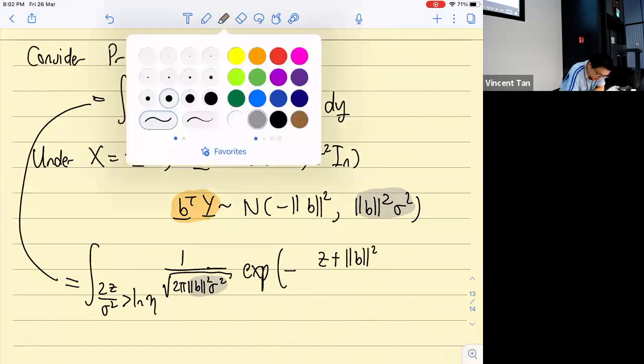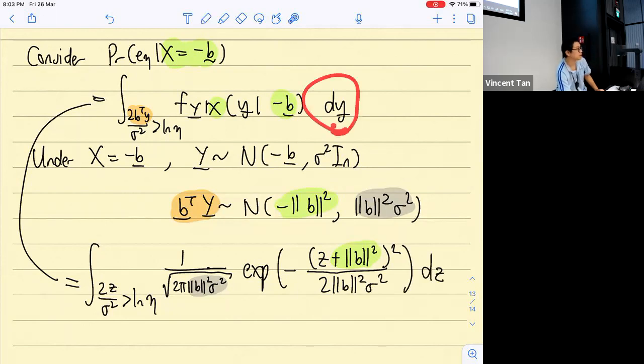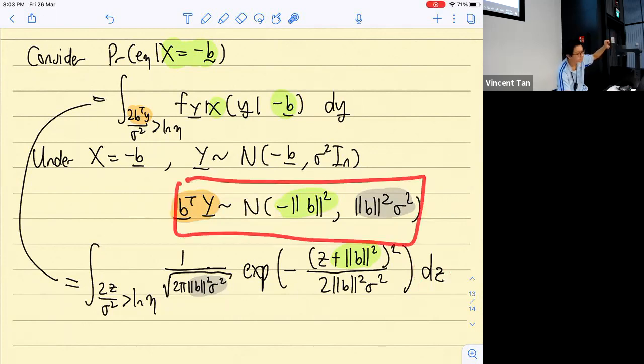The mean here is minus B, so I'm copying this down here. We need to square this, and we need to divide by the proper variance. Here's the variance. dz. Now we have converted this very high-dimensional integral over n variables into just a scalar integration, because I found this new relationship.